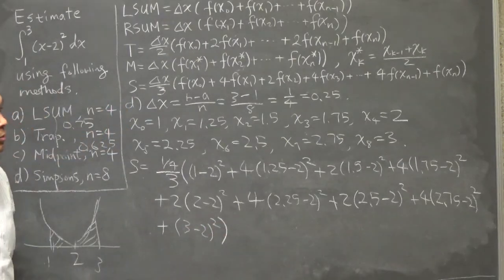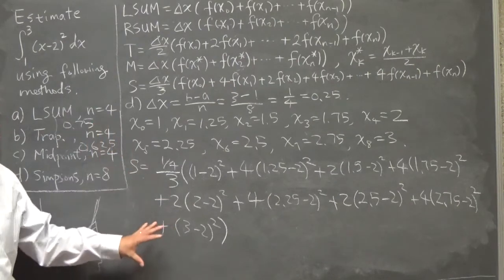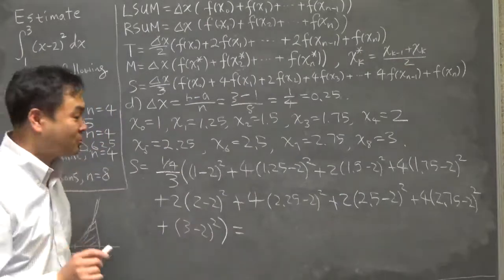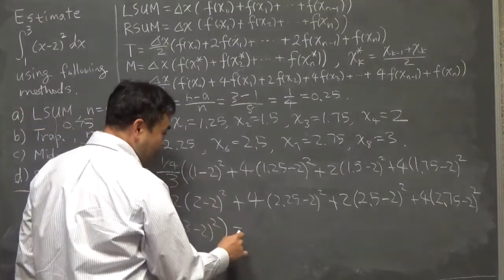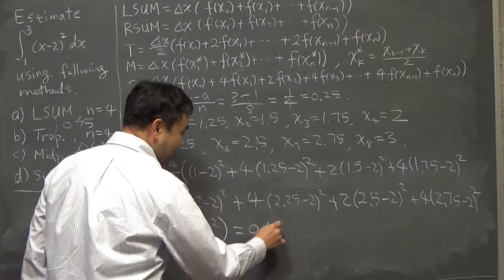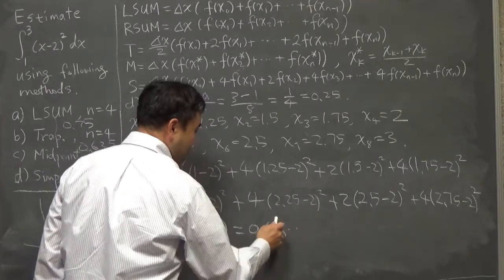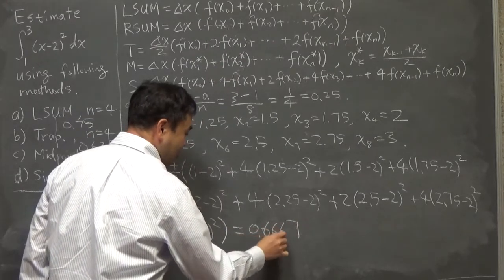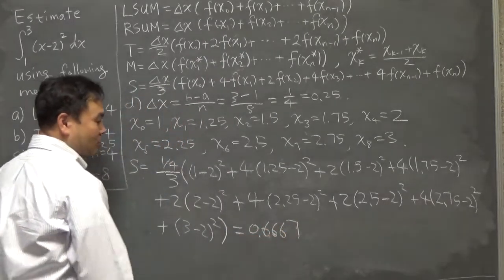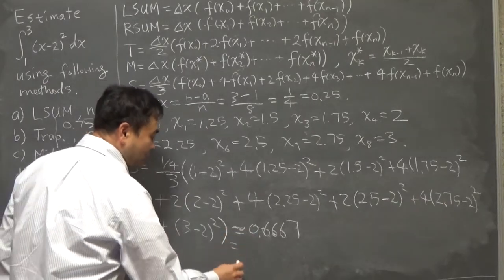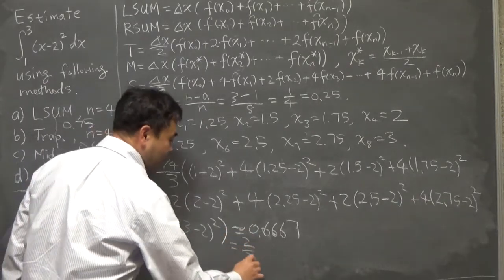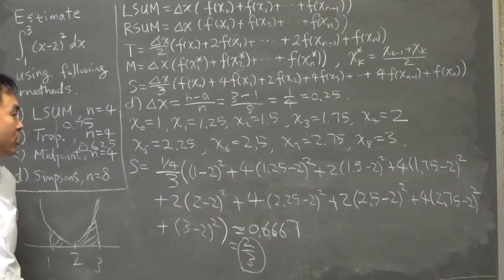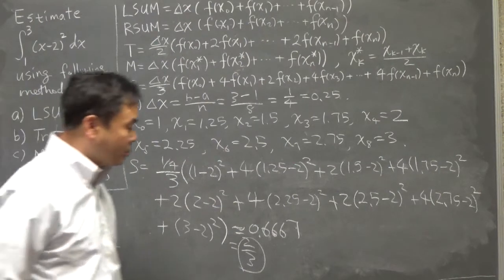Okay? So you can put this into the calculator. I'll just write the answer because I already calculated this before presenting this. And the answer will be like 0.66666, or if you round it up, it will be like 0.6667. So that's the approximate value. The actual value that you get is 2/3. And that actually agrees with the actual value of the integral.